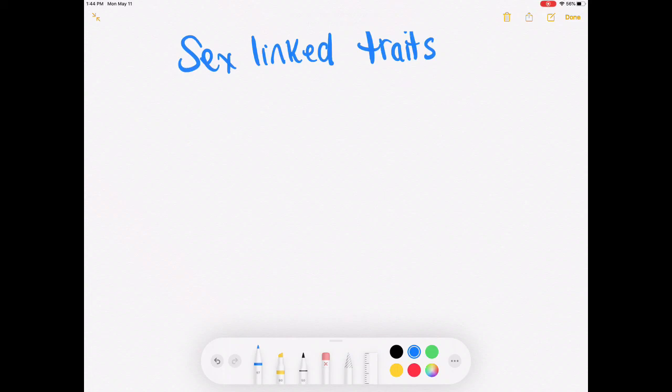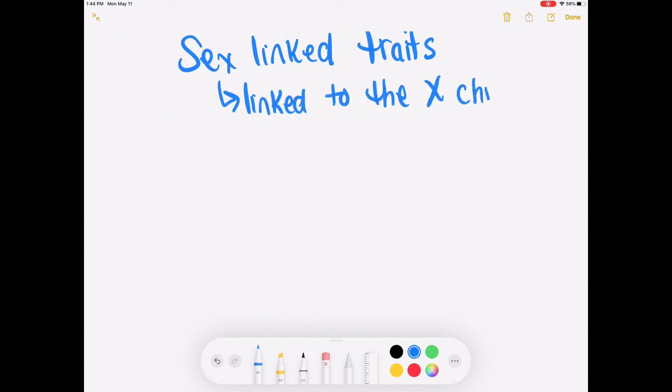Okay, today we're going to learn about something called a sex-linked trait. Sex-linked traits are traits that are linked to the sex chromosomes. The type of traits we're going to learn about are traits that are linked to the X chromosome.